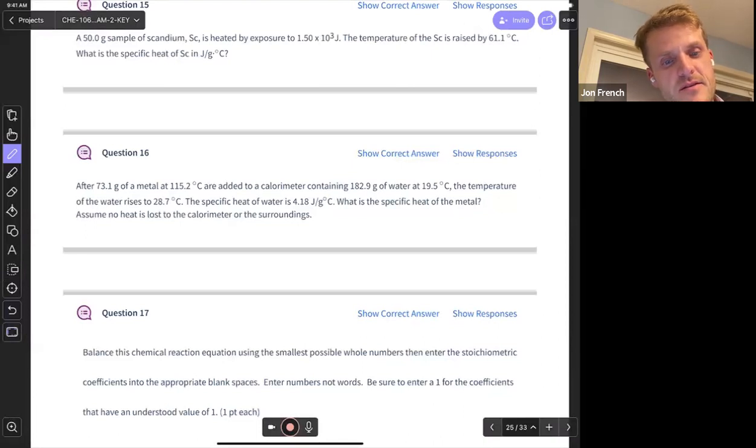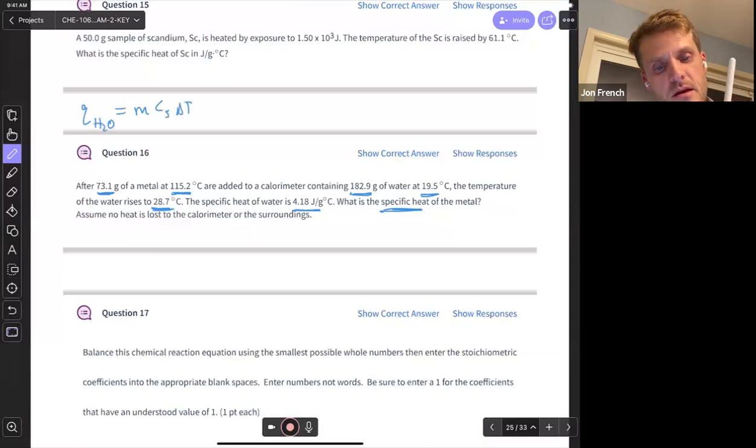So I've got 73.1 grams of a metal. It's 115 degrees. I add it to a calorimeter at 19.5 degrees. The final temperature goes to 28.7. What is the specific heat of the metal? So we're going to do 2 calculations, right? Q for the water, mc delta T. So Q for the water equals my mass of water is 128.9 grams of water. The specific heat, 4.18 joules per gram degrees Celsius.